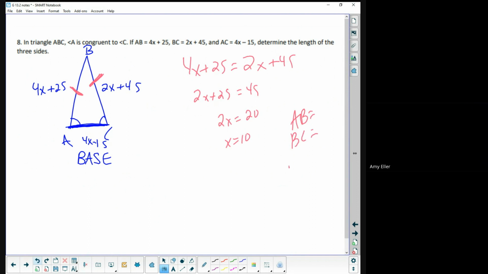So let me plug 10 into each side. 4 times 10 is 40, and 25 more is 65. Plug 10 into BC. 2 times 10 is 20, and 45 is 65. That's good. They're supposed to match. Plug 10 into AC. 4 times 10 is 40. Minus 15 is 25.